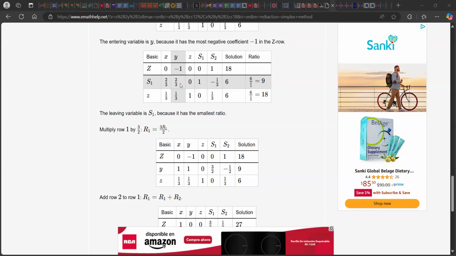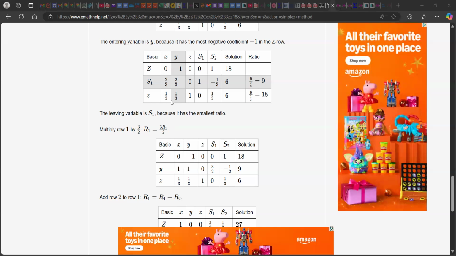Right. So our next objective now is to make this 2/3 into a 1. Right? Now, what do you do? You multiply, it's like you're dividing by 2/3 or you're multiplying by 3/2, whichever one you like. And this 2/3 now becomes a 1, as you see here. Oh, sorry. This is the one. This is the one.